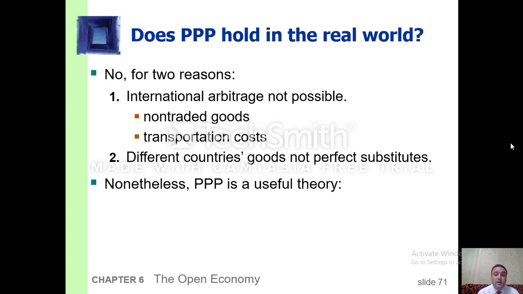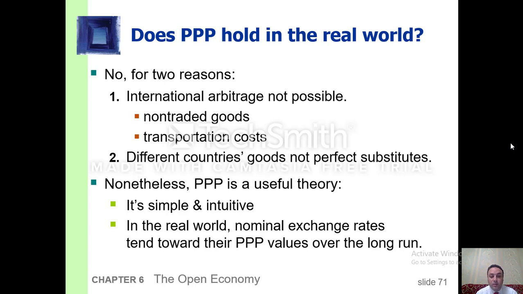Nonetheless, the purchasing power parity is a useful theory. It is simple and intuitive, and in the real world, the nominal exchange rates tend towards their purchasing power parity values over the long run.